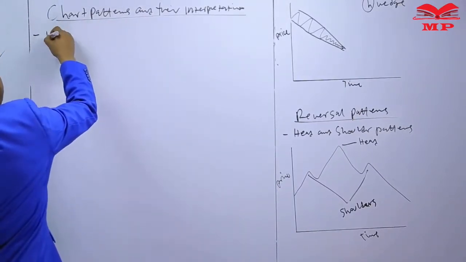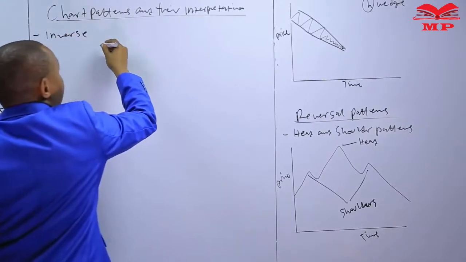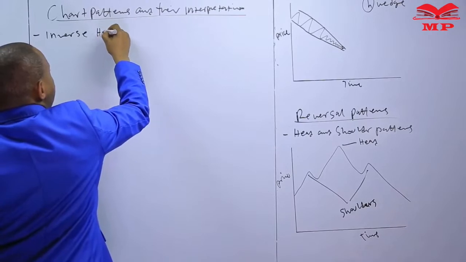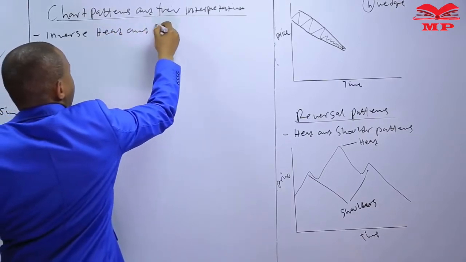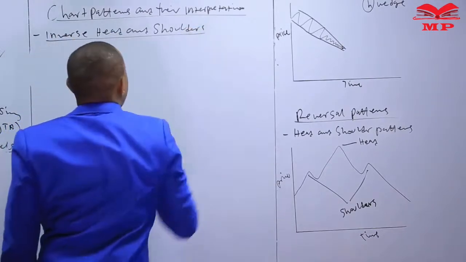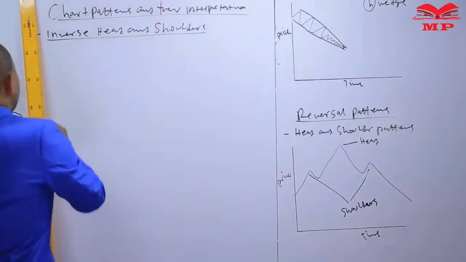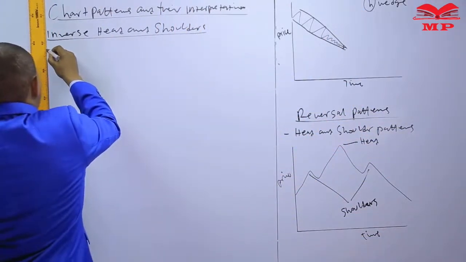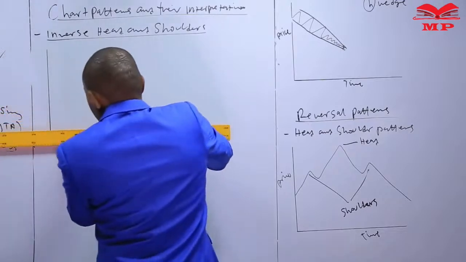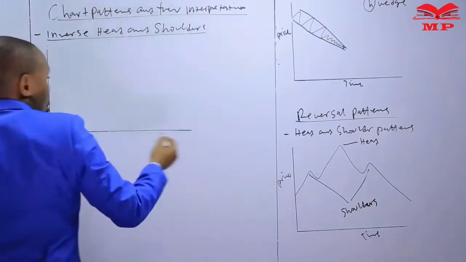We can say inverse head and shoulders, inverse head and shoulders. So inverse head and shoulders, just very quickly. It's just the opposite of that.